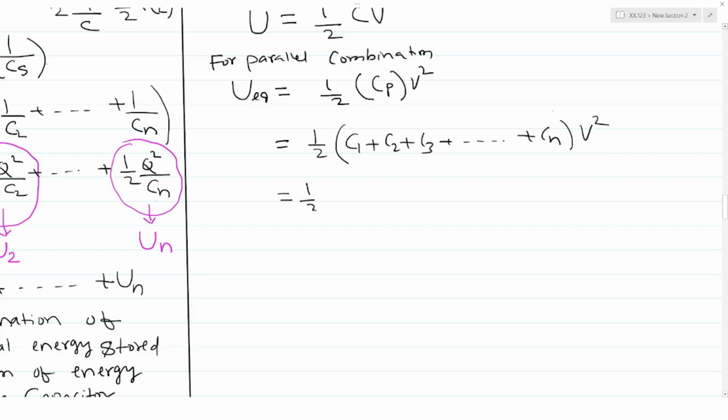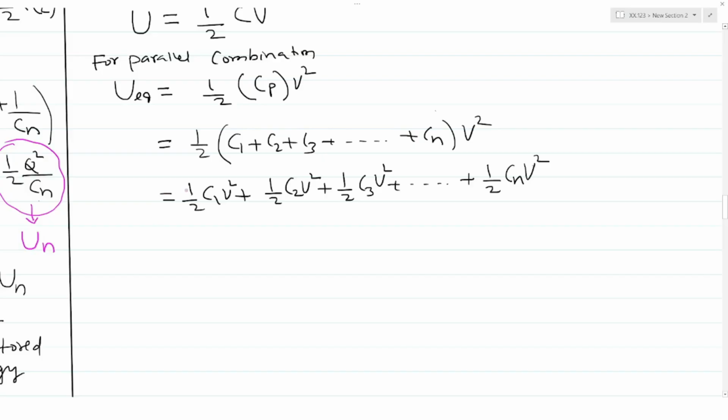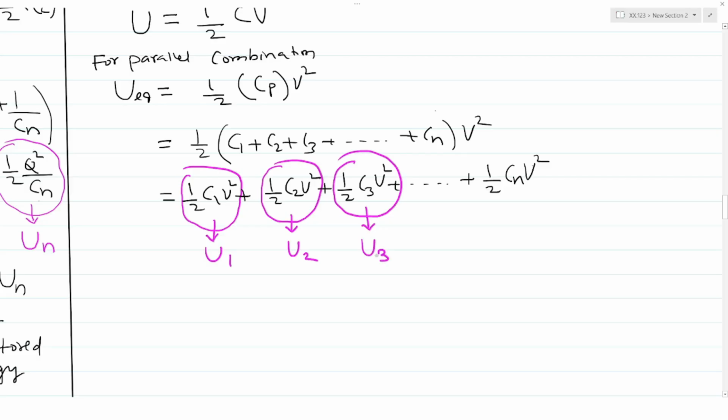Now we'll open the bracket, we get half C1 V square plus half C2 V square plus half C3 V square and so on plus half Cn V square. But half C1 V square is nothing but energy stored in the first capacitor, and half C2 V square is energy stored in the second capacitor, half C3 V square is energy stored in the third capacitor and half Cn V square is energy stored in the nth capacitor. So U1 is energy stored in the first capacitor, U2 in the second capacitor, U3 in the third capacitor and so on. Un is energy stored in the last, that is the nth capacitor.